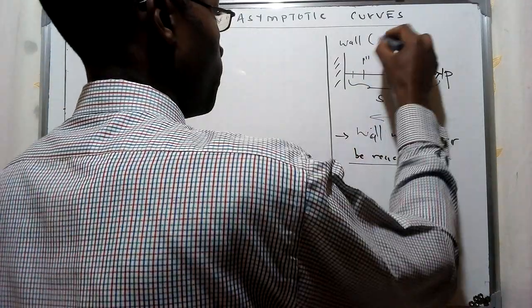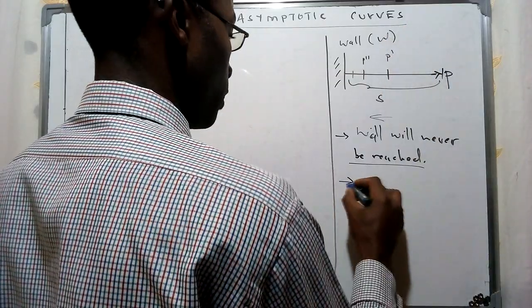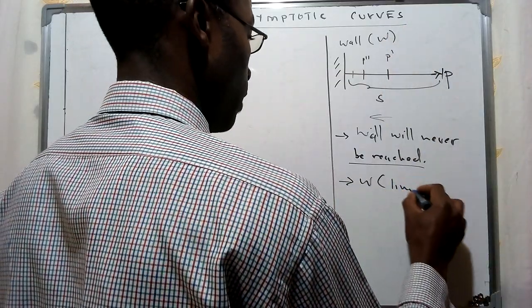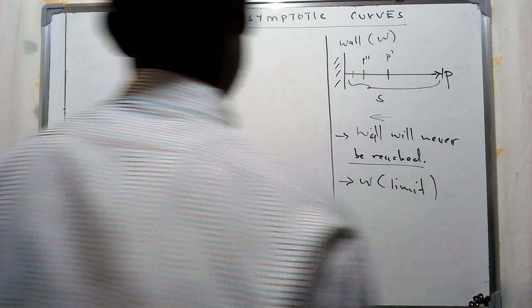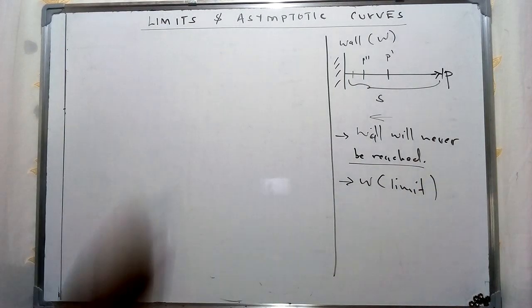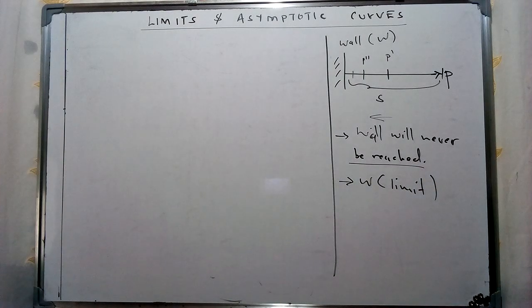So in a sense, if we have this specific W, then W forms what we refer to as our limit. And we're going to look at this concept of a limit from this particular example of what I've given as a wall.